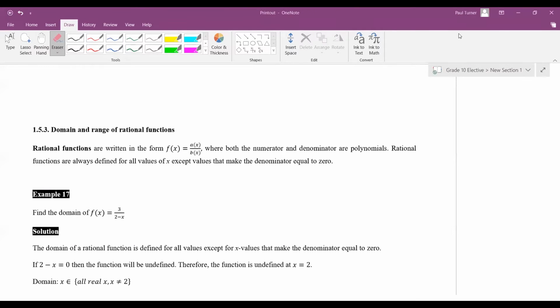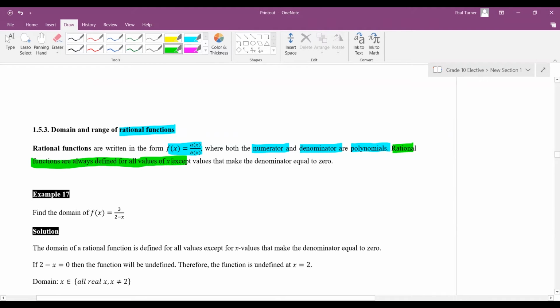Okay, so the topic, we'll look at domain and range of rational functions. A rational function is written like this, a(x) on b(x). Now, the numerator, which is a(x), and denominator, which is b(x), these are polynomials, any kind of polynomial. And the important thing here is that the rational functions are always defined for all values of x, except values that make the denominator equal to 0.